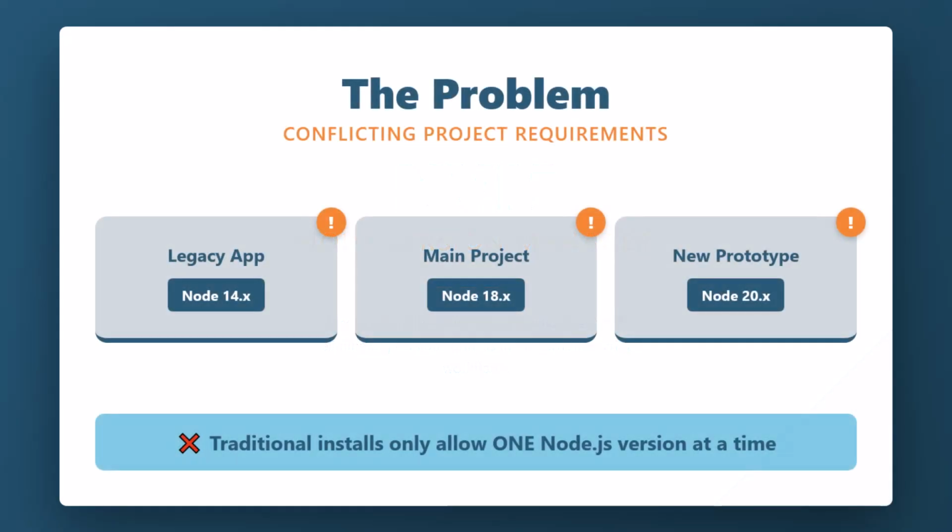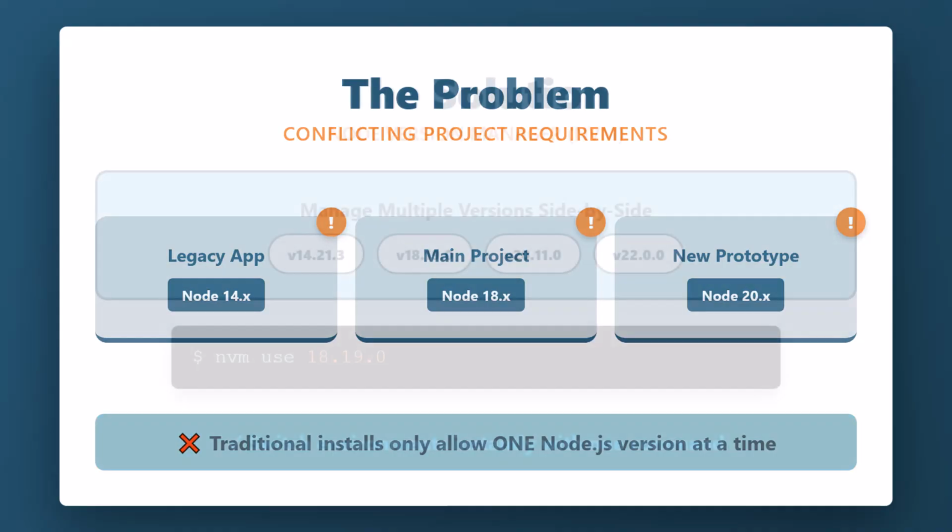What problem makes NVM a necessity? For example, let's assume we have 3 projects we need to work on throughout the week. We have a legacy application using Node 14. We have our main project using Node 18, and a new prototype we are building out using Node 20. Traditionally, this would require us to uninstall the current version of Node and install the version of Node that we need for the given project, which is tedious at best.